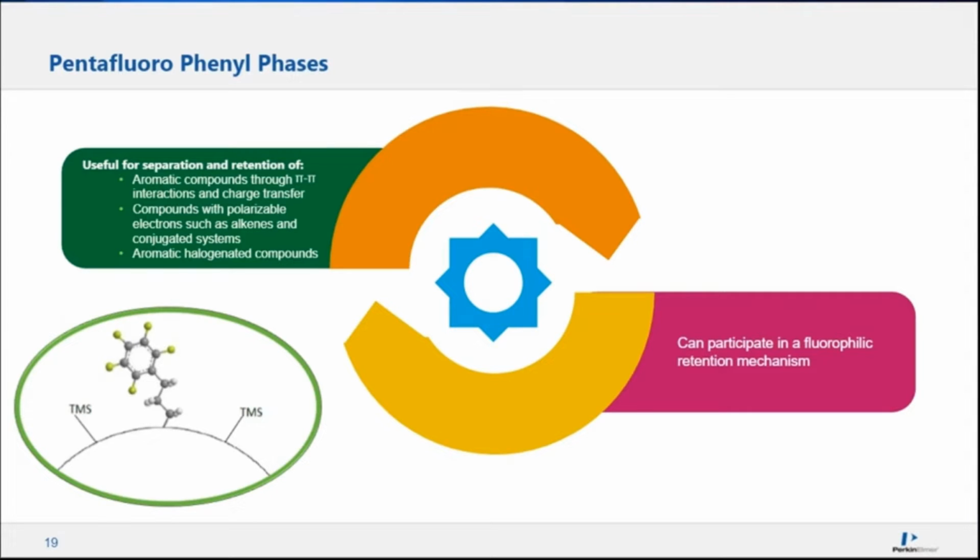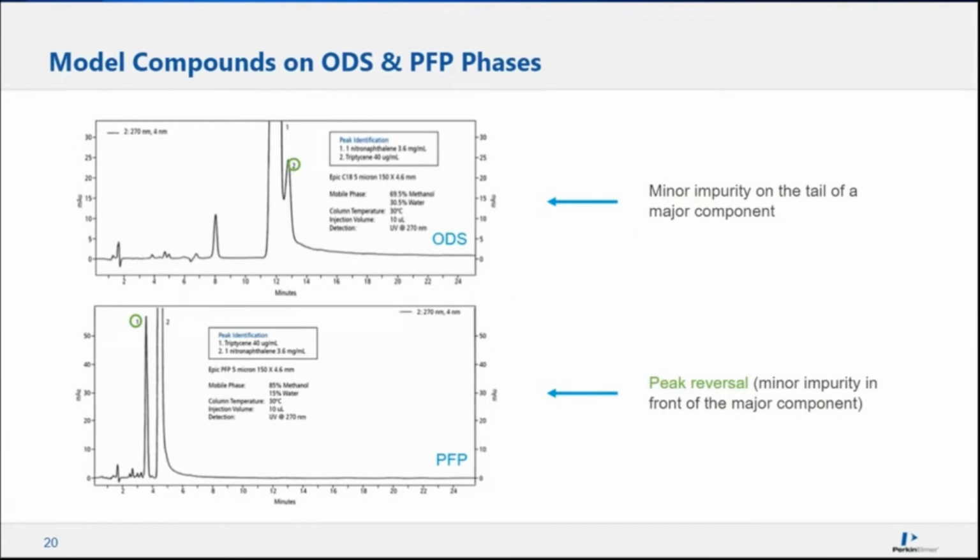These pentafluorophenyl stationary phases are useful for the separation and retention of aromatic compounds through pi-pi interactions and charge transfer. Compounds with polarizable electrons such as alkenes and conjugated systems, as well as aromatic halogenated compounds. They can also participate in a fluorophilic retention mechanism for fluorinated compounds. And this is one application where a pentafluorophenyl would be useful over the ODS or the C18 workhorse phase.